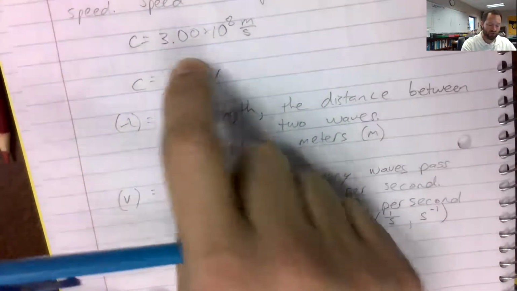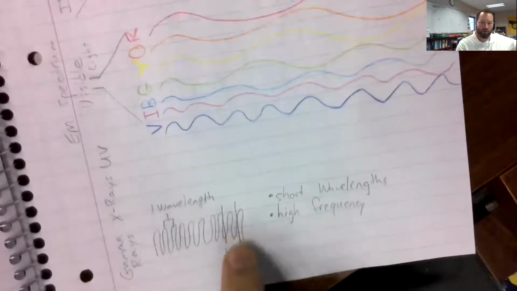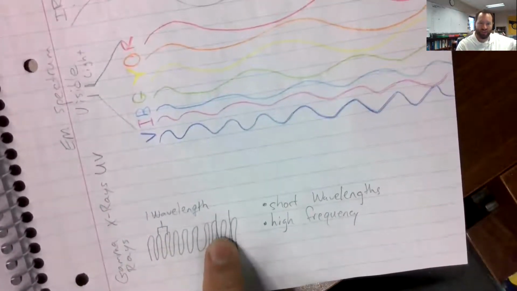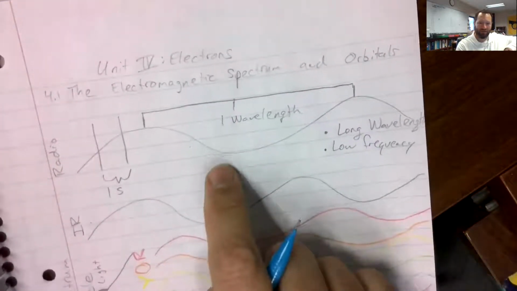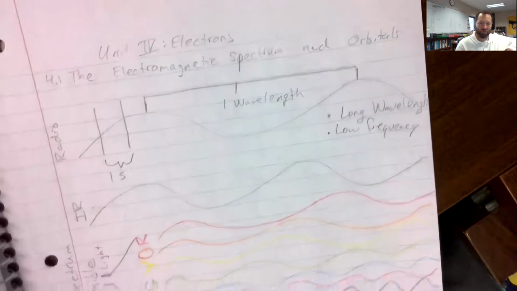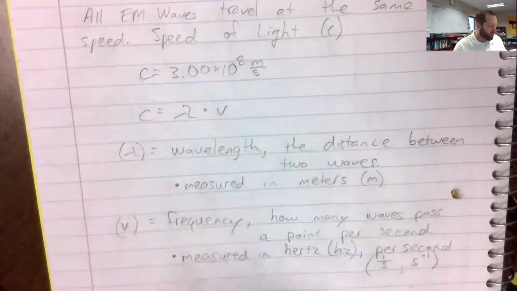So as your wavelength gets longer, your frequency gets lower. And again, hopefully you're kind of seeing that. You've got a short wavelength, high frequency. Long wavelength, low frequency. So those two, as one goes up, the other goes down, and they always equal that value there, the speed of light.